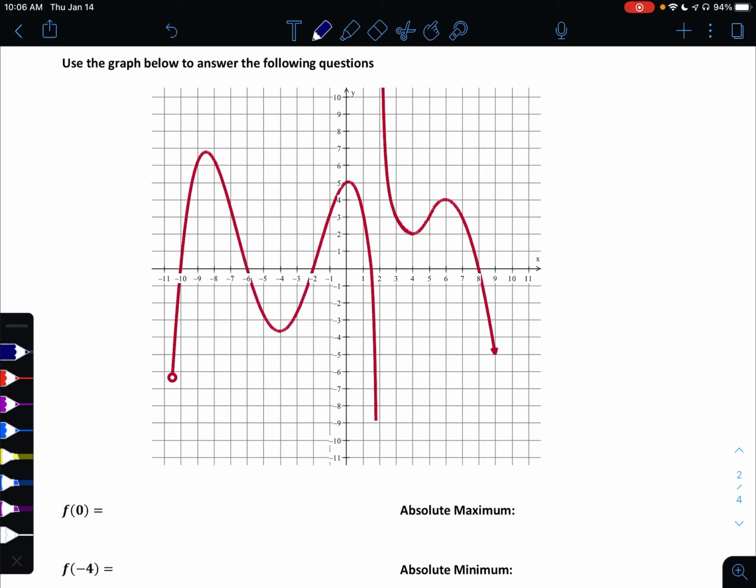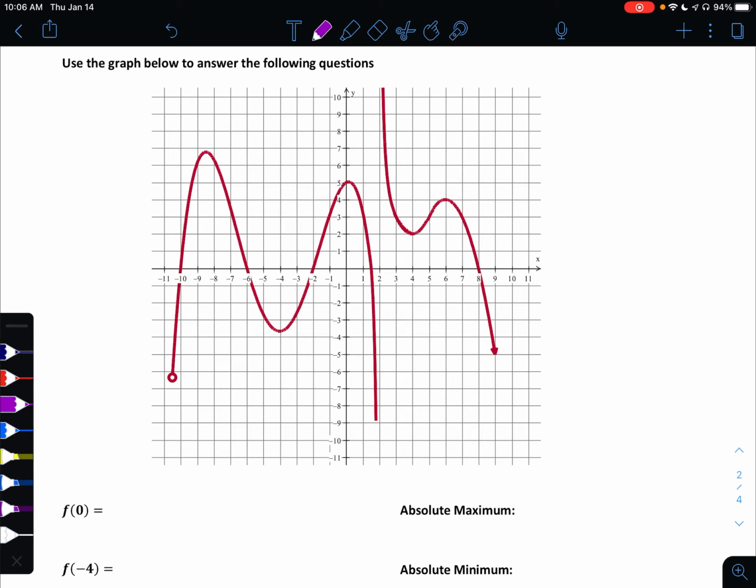Hey everybody. So I've had a few different people ask questions about this graph. So I thought I would go ahead and post a video going through finding all of the pieces for this one as well. So first thing we want to find here is f of 0.